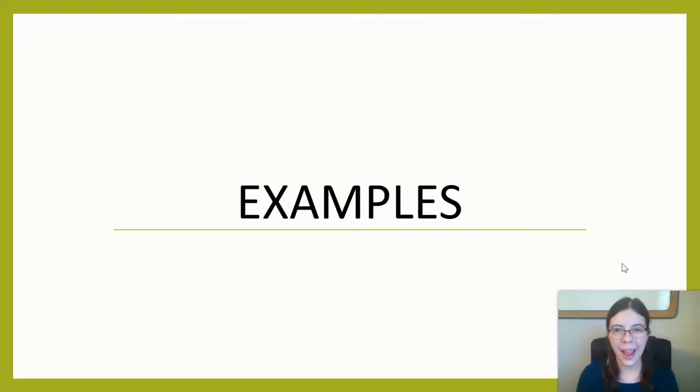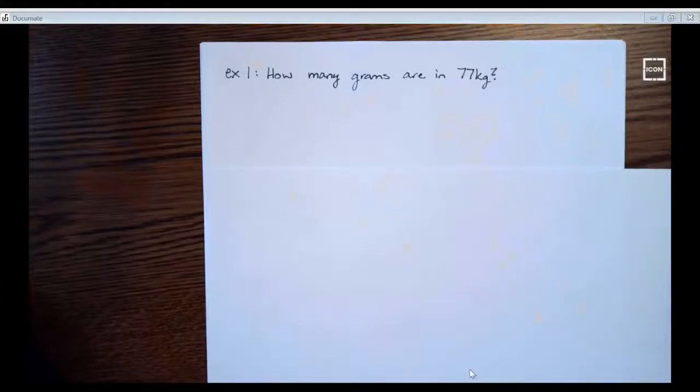Okay, so let's go ahead and work through some examples. How many grams are in 77 kilograms?